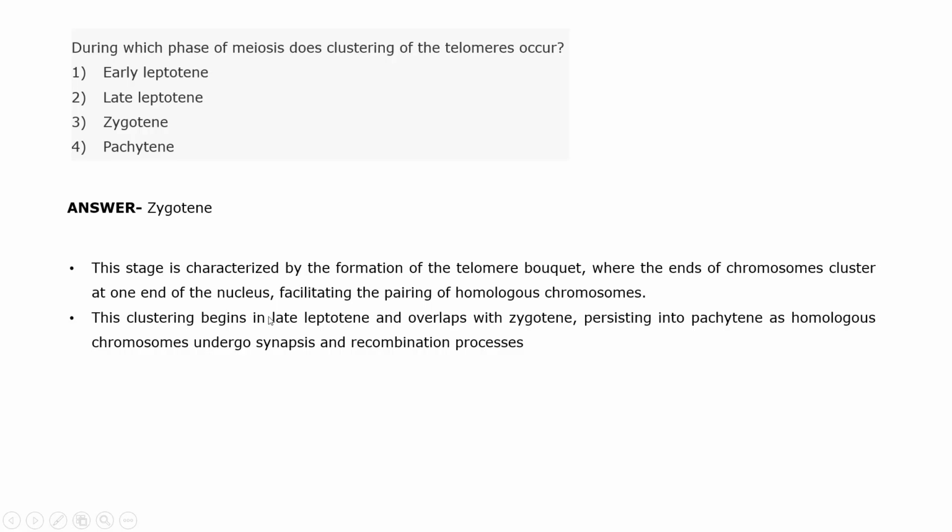This clustering begins within the late leptotene stage, overlaps with the zygotene stage and persists into the pachytene stage, as the homologous chromosomes undergo synapsis and recombination. Chromosome crossing over takes place in the pachytene stage. So it takes place in zygotene, then once telomere clustering has happened, it proceeds into the pachytene stage where crossing over takes place. So does anyone have any doubt regarding this?